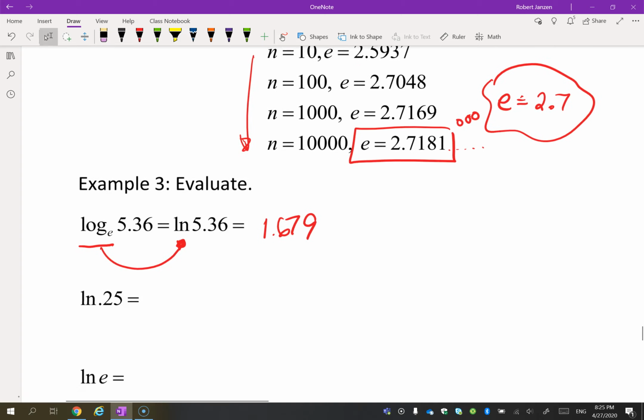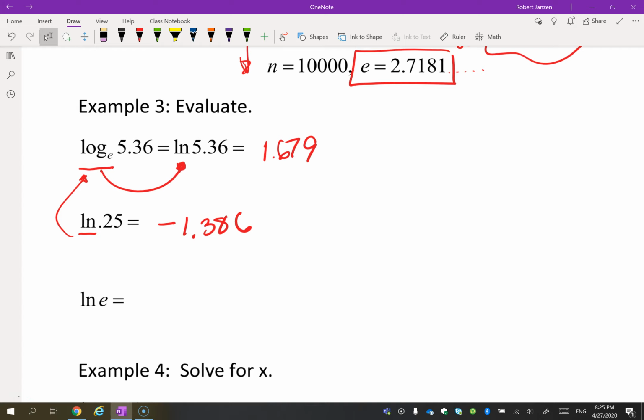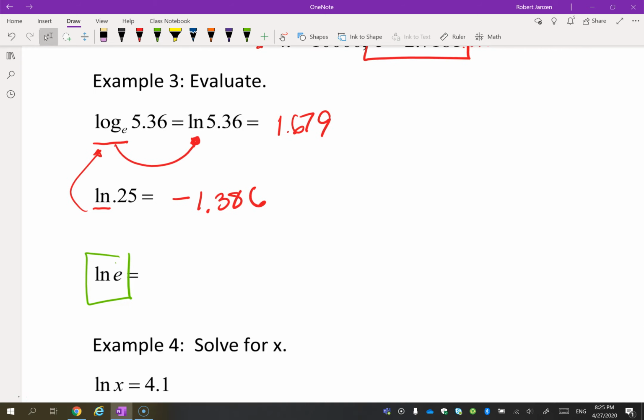Natural log, for all you need to know right now, is that it is a base of e. So when you see ln, you're thinking that means log base e. You're also knowing that this is going to be a calculator question. And then here's one that you need to know without the calculator. I'm going to say this is going to be your best friend when you're solving equations with natural log.